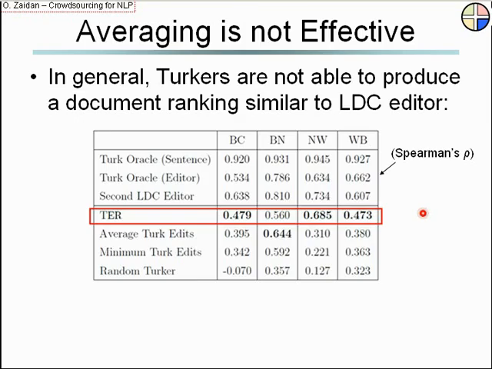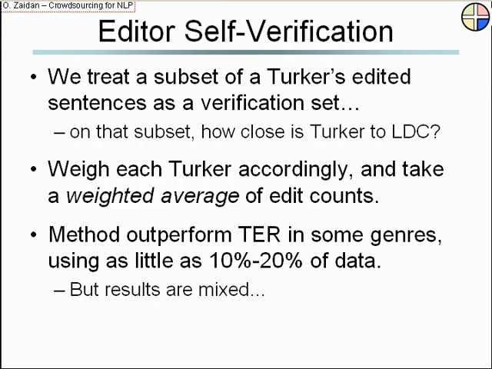So we said, okay, instead of just taking an average, maybe we can take a weighted average of these edits, and we can weight different editors depending on how close they are to the professional editor on a small calibration set. So we take a small subset of the data, and we assume that we do have the gold standard edits for them. That enables us to weight each editor depending on how close they are to the professional editor's behavior. And when you take a weighted average, you do a little better. And the larger your calibration set is, the better you do as well.